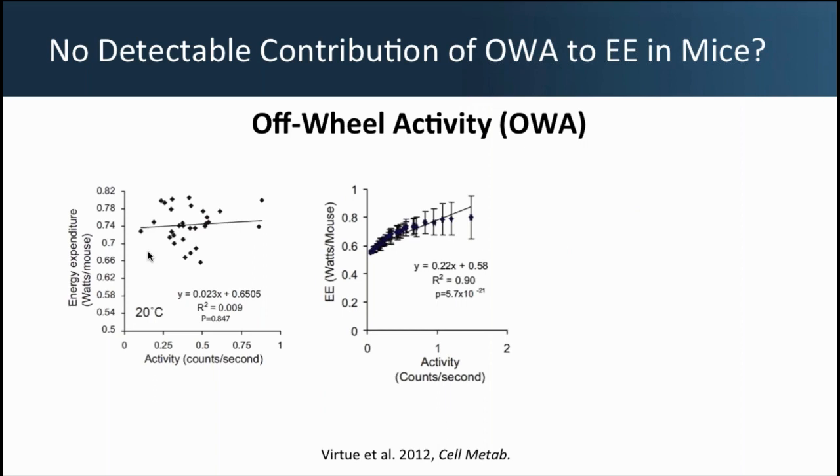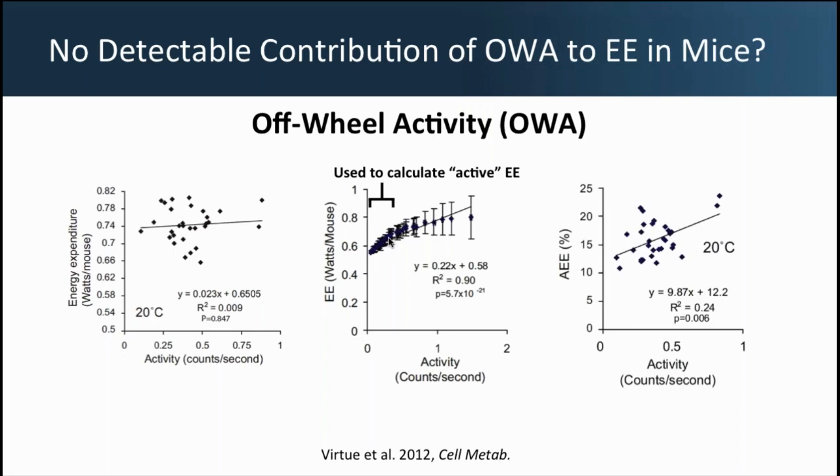And when they took individual data points from these mice and binned them based on their activity rate, they did find a correlation, but it was most linear at these low rates of activity. And so they used these low rates of activity to calculate active energy expenditure. When they then took that active energy expenditure and plotted it against activity, they found an R-squared of 0.24, but it was dismissed because of two outlying data points. If you remove those, the correlation is essentially 0. And so they concluded from these data that off-wheel activity is not an independent contributor to energy expenditure. What I'm going to show you today is that by using these low rates of activity, they may have actually selected for a more complex behavior that masked the contribution of off-wheel activity.